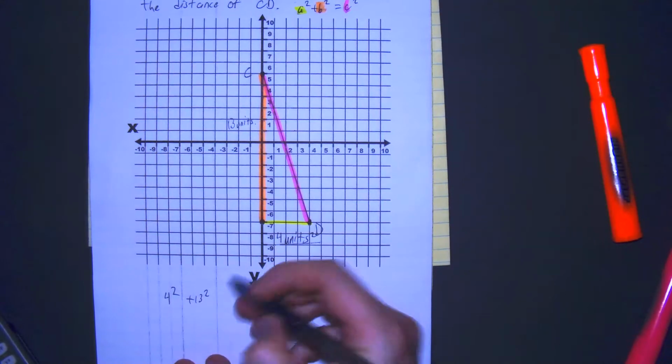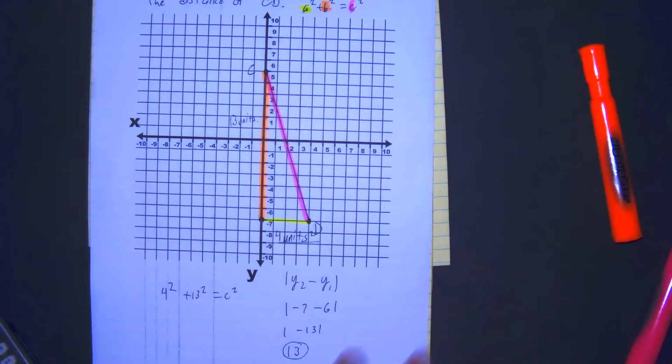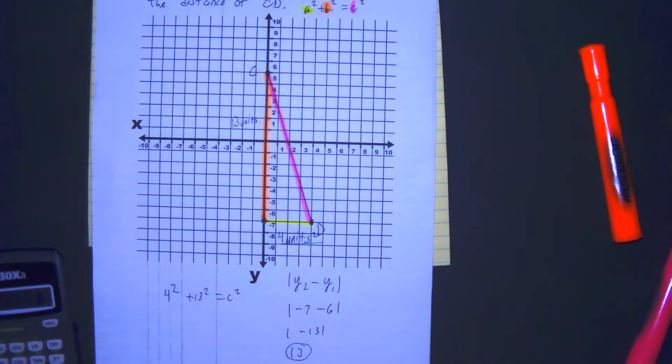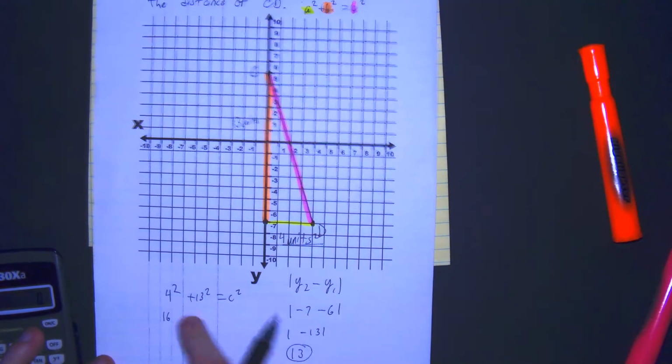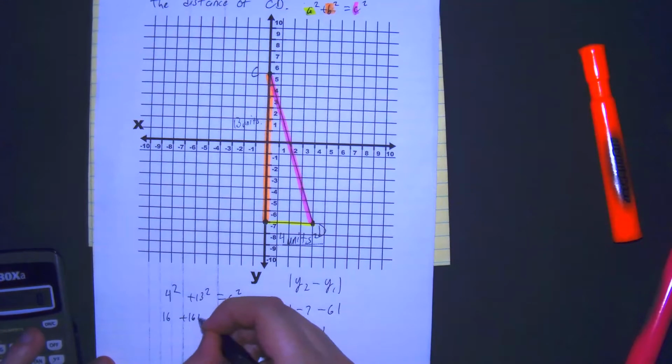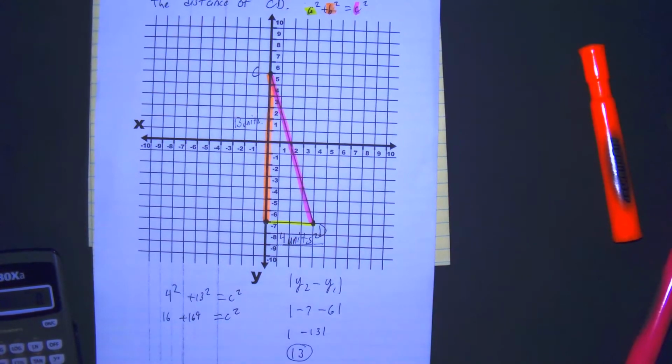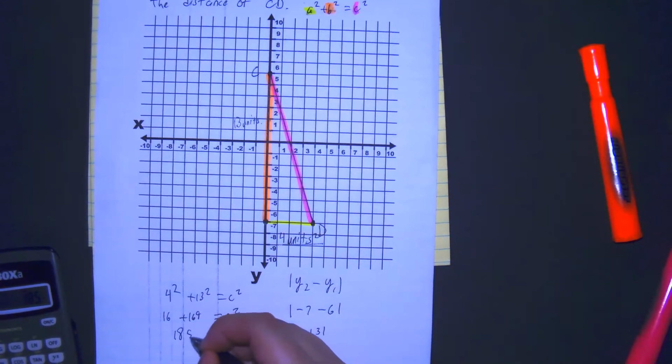Plus 13 squared equals c squared, the distance. 4 times 4, 16. 13 times 13, 169. 16 plus 169, what am I doing? 16 plus 169. You get 185. It's equal to c squared.